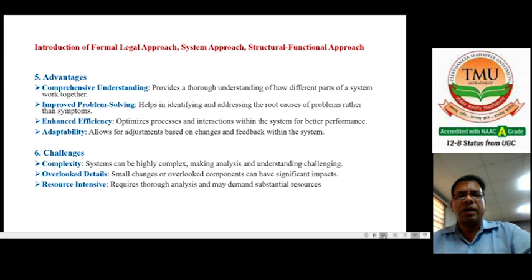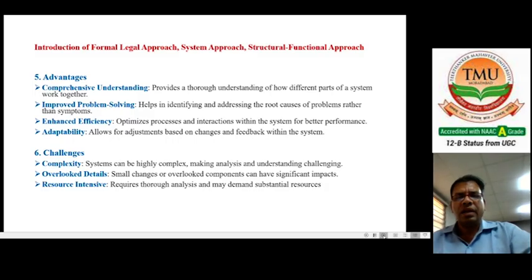Next is called the advantages. That is comprehensive understanding. When we're talking about the systems approach, comprehensive understanding provides a thorough understanding of how different parts of a system work together. That means not individual parts working, but the whole system working together, and that may result in some very substantial results. Improved problem solving helps in identifying and addressing the root causes of problems rather than symptoms.